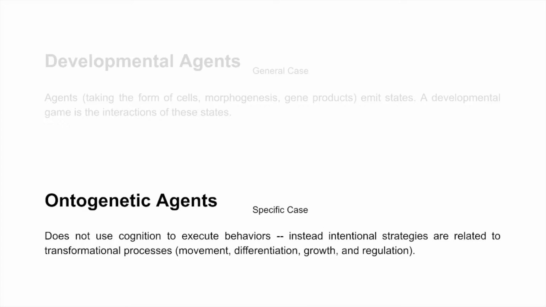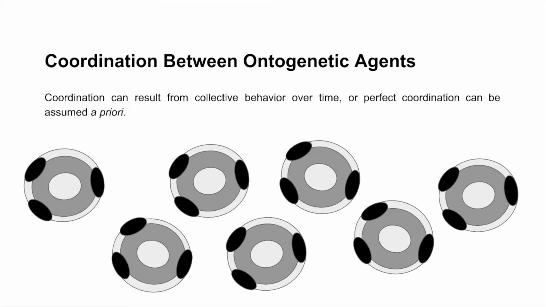So instead, the intentional strategies that are used in ontogenetic agents are related to transformational processes, such as movement, differentiation, growth, and regulation. So, for example, in movement, there's something that's generated by muscle, and it generates an intentional state, in the sense that it's definitely moving left instead of moving right, but it's not cognitive. There's no reflexivity to this.